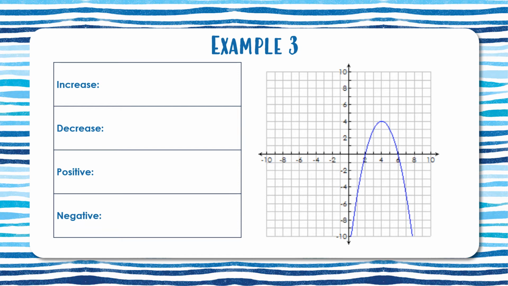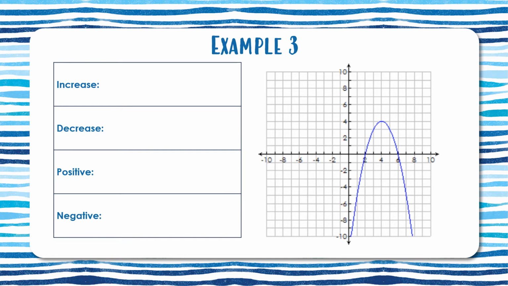For positive, that means above the x-axis. Negative means below the x-axis. From left to right, so we are going to start at negative infinity. So if we start at negative infinity, right now we are below the x-axis and we will stay below the x-axis until we hit the x-axis at 2. So it is negative from negative infinity to 2. If we keep going, now we are above the x-axis starting at 2 all the way until 6. So it's positive from 2 to 6.